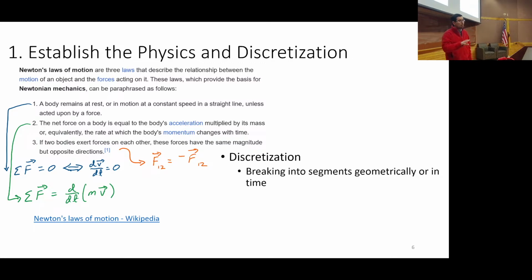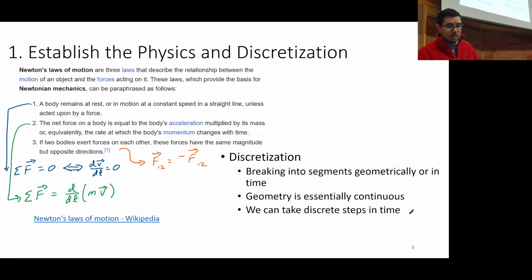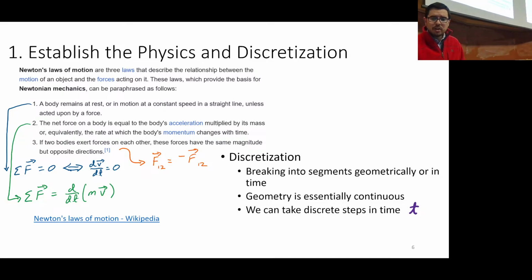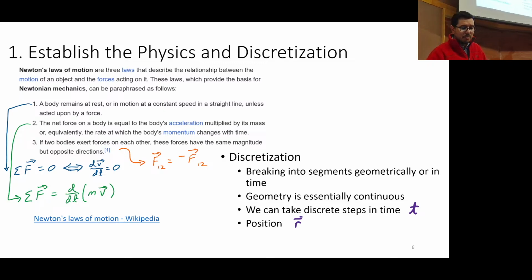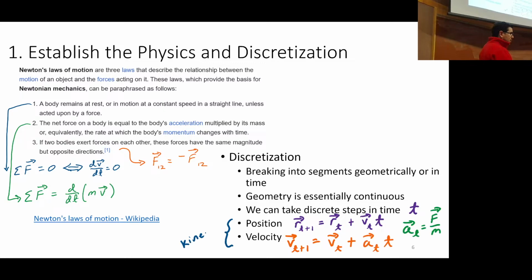Right? So here we're breaking the time into segments, and we are saying that the geometry is going to be continuous. And what are we going to be doing? We're going to keep track of the kinematics. Okay? And kinematics are the positions and the velocities. That's describing the motion.